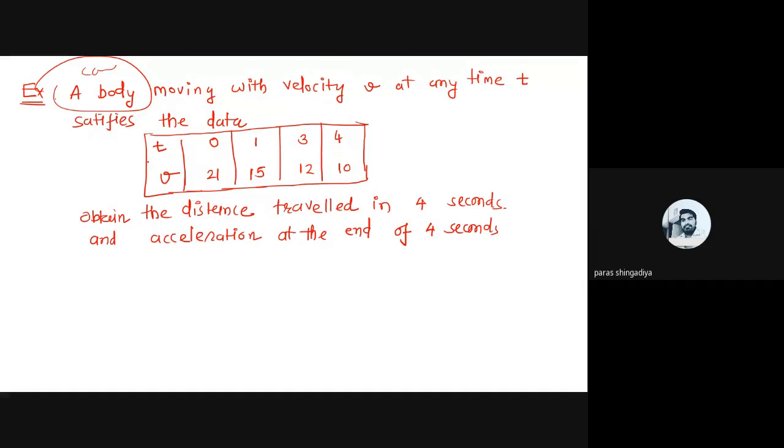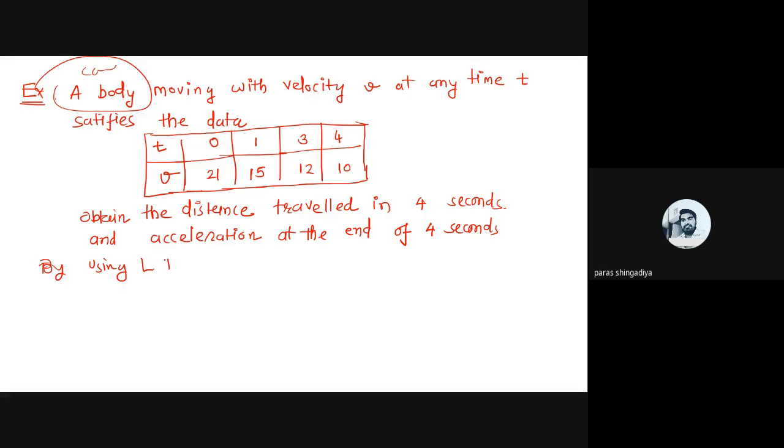When we put 0, we'll get 21. When we put 1, we get 15, at 3 we get 12, and at 4 we get 10. So first consider the formula of Lagrange interpolation. You can use T notations for that, or x0, x1, x2, any notation you can use. So the formula of Lagrange interpolation, for velocity.